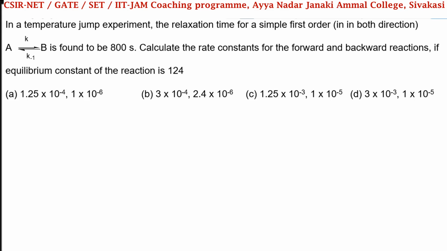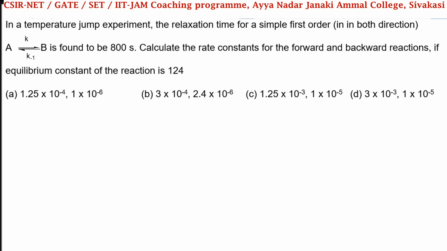Option A, 1.25 into 10 power minus 4, 1 into 10 power minus 6. Option B, 3 into 10 power minus 4, 2.4 into 10 power minus 6. Option C, 1.25 into 10 power minus 3, 1 into 10 power minus 5. Option D, 3 into 10 power minus 3, 1 into 10 power minus 5.